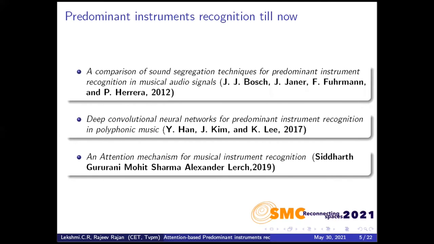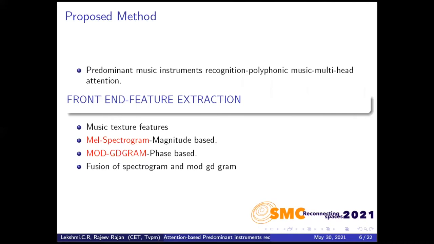Next is predominant instrument recognition till now. Analysis of the literature reveals that mostly the researchers ignored the phase information and considered only the magnitude information. This is because of the difficulty in interpreting the phase information.